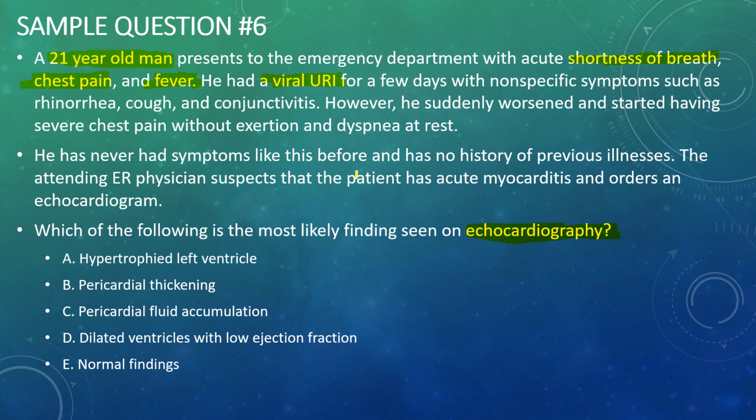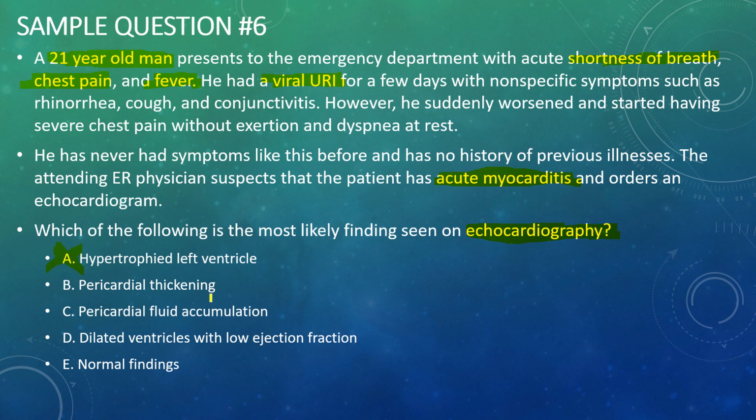The attending physician suspects that the patient has acute myocarditis and orders an echocardiogram. What is most likely seen on echo? Remember, we talked about this. What is myocarditis? It's damage to the heart muscle. And what is heart muscle supposed to do? Contract. So if the heart muscle can't contract, we have severe problems here. And what's that going to cause? Systolic failure. Will you get an enlarged left ventricle when the ventricle is inflamed and damaged and can't pump? No, it will be smaller and more dilated and full of blood.